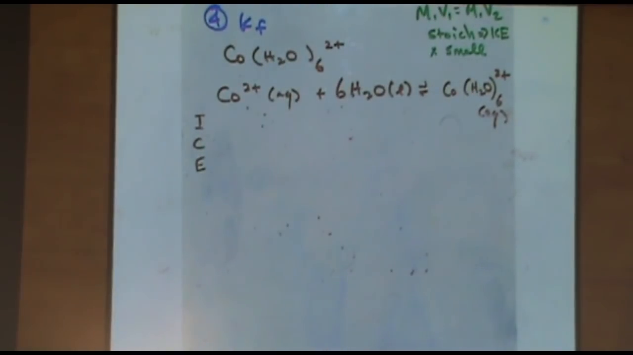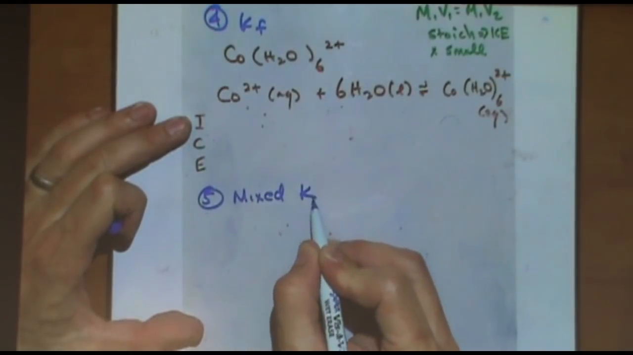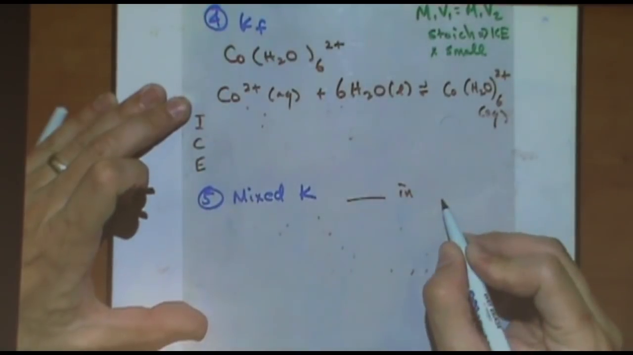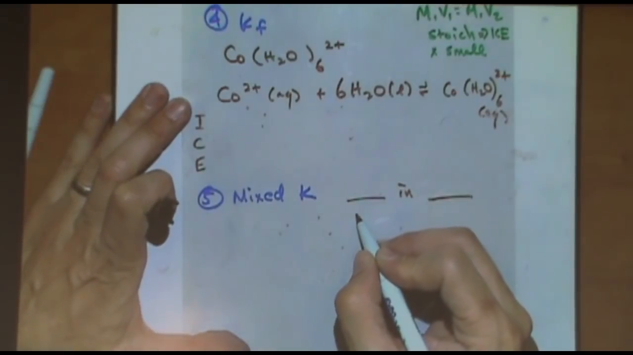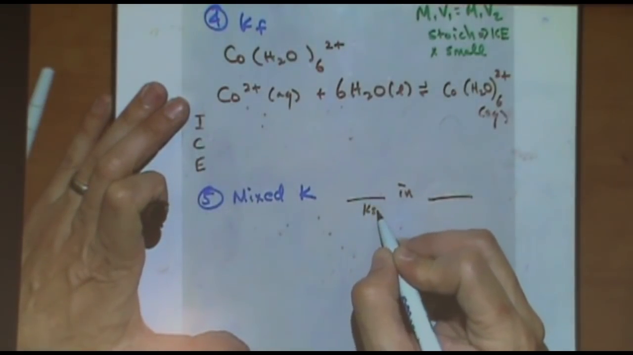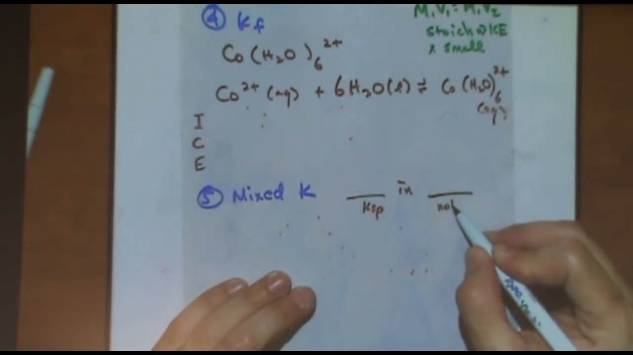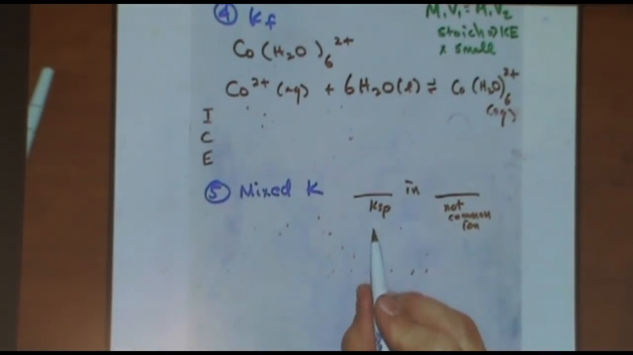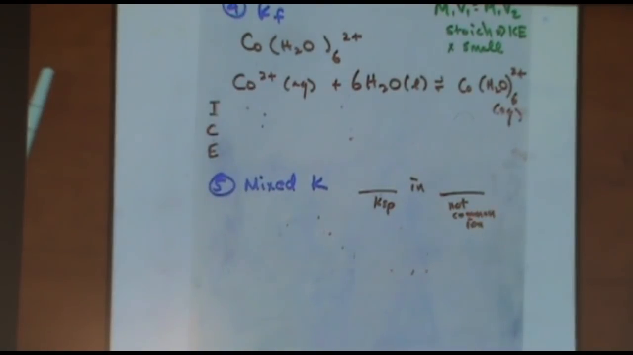And then number 5, which somebody also asked me about. I don't know what the other instructors call this, but I call these a mixed K sort of problem. This is where we've got one compound dissolved in another compound. This one is related to KSP, so some insoluble compound. And this one is not a common ion, something totally different than the first thing, but it helps the first thing dissolve, whatever that second compound is.